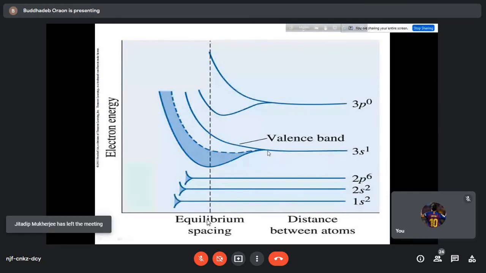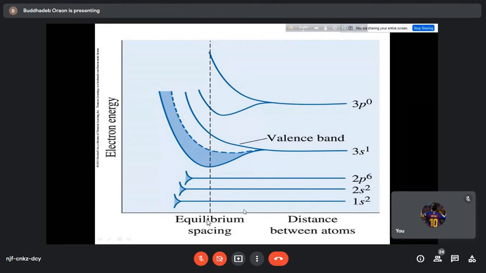Beyond that, when the distance is quite large, you get a single energy line, almost the same energy level of the electrons. But when they come closer and interact, the energy levels of the electrons will split, and this is the zone. This is the 3s energy level, and out of that 3s energy level, only 50% is occupied. The 50% has been marked here.